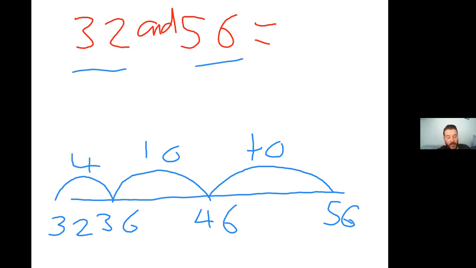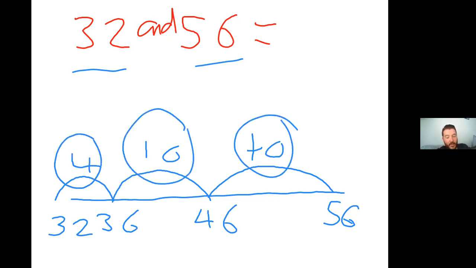Then again, I just add up my jumps. 10 add 10 is 20, add 4 is 24. So the difference between 32 and 56 is 24. So that's what happens if you want to count backwards.